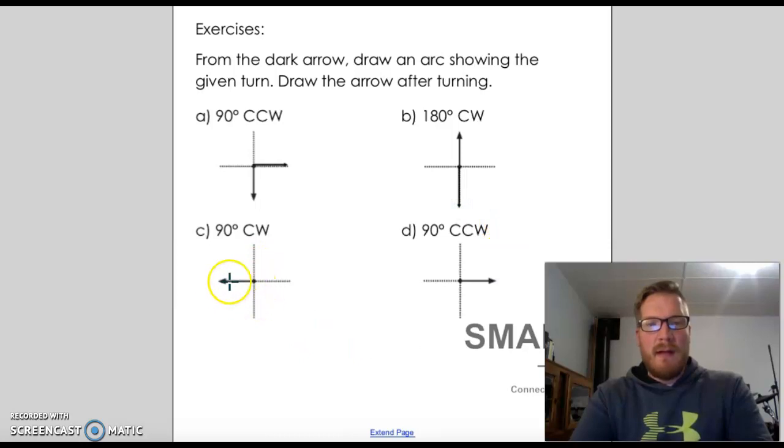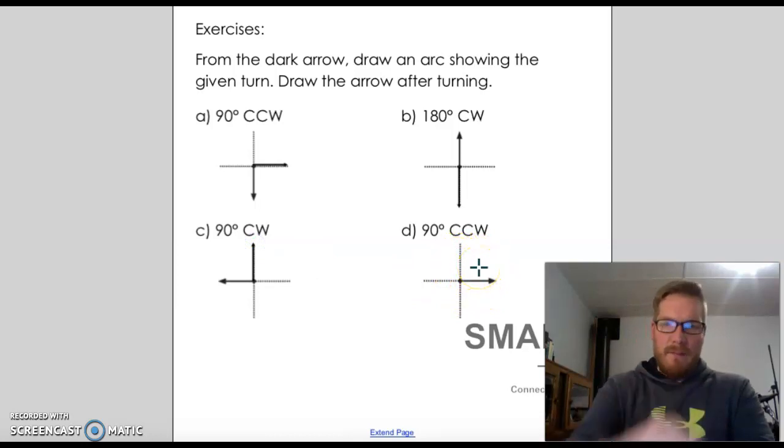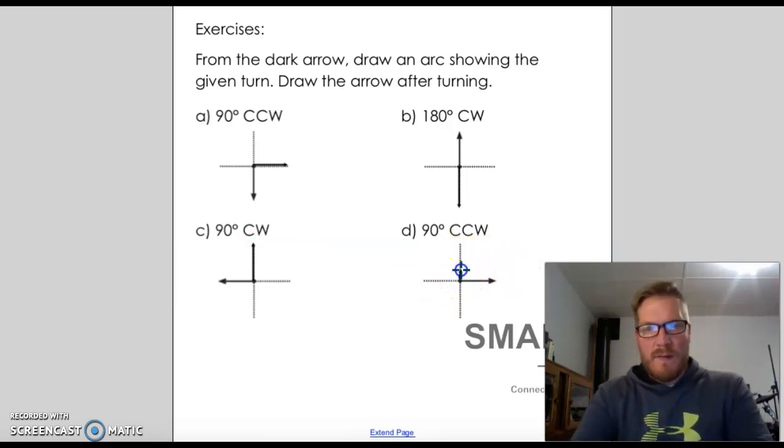A 90-degree clockwise turn will be going this way. And so after rotating, it'll be pointing this way. And 90 degrees counterclockwise means it kind of goes up to the left sort of thing. So after we rotate, it would be pointing this way.